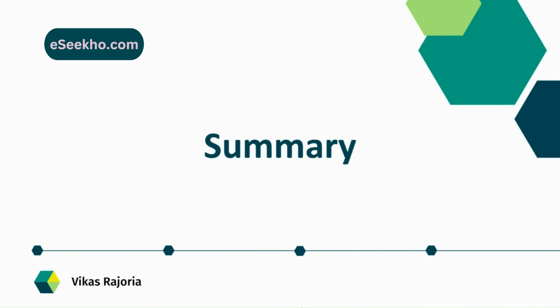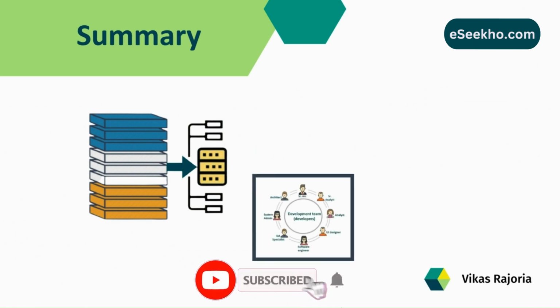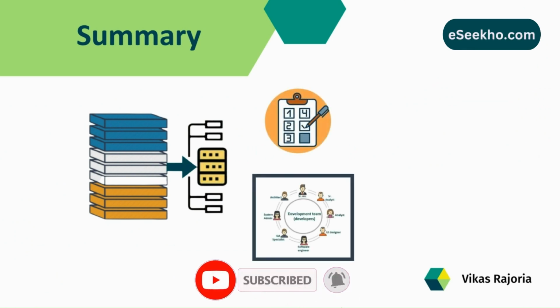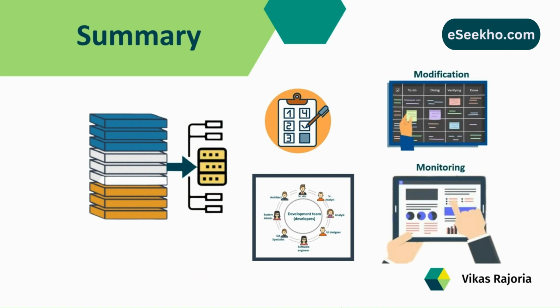Now let's summarize this video. So in today's video, we understood what the sprint backlog is, who is the owner of the sprint backlog, how sprint backlogs are prioritized, followed by the modification and the monitoring of the sprint backlog items. Now we will continue with our Scrum series and will cover the remaining main artifacts in the next video.